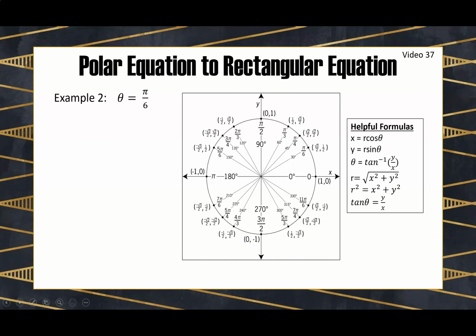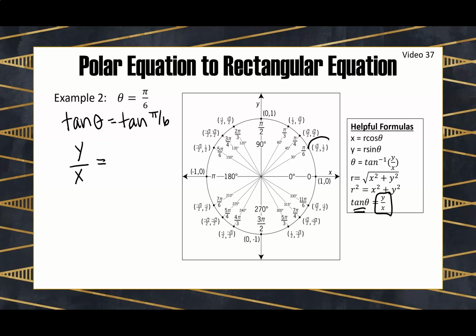Theta equals pi over 6. Well, what can I get theta to look like? Well, I'm going to use this one right here. I'm going to take tangent of both sides. So this is going to give me tangent of theta equals tangent of pi over 6. Okay. Well, what is tangent of theta? Well, tangent of theta is equal to y over x, right? Tan theta equals y over x. So I'm just going to write this as y over x is equal, and what's tangent of pi over 6?